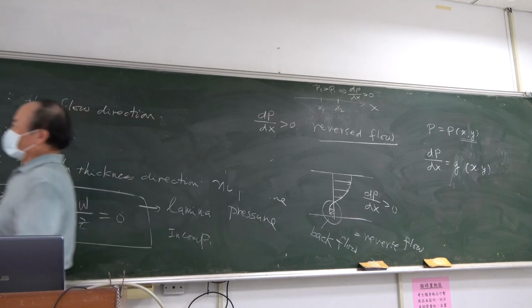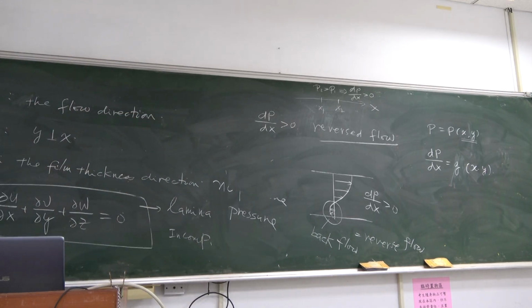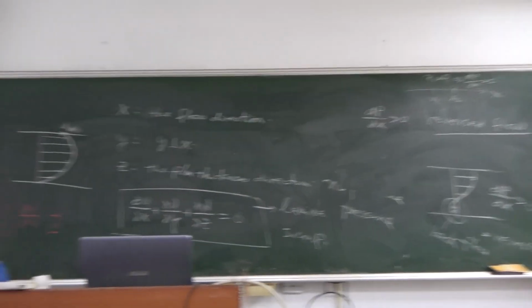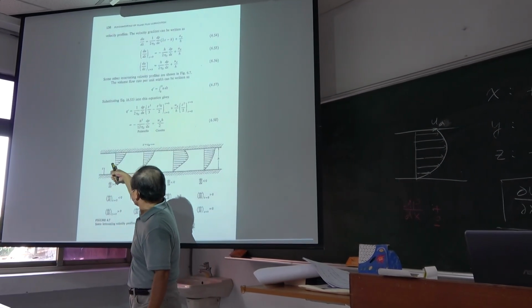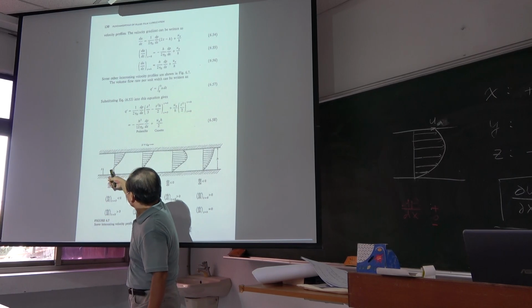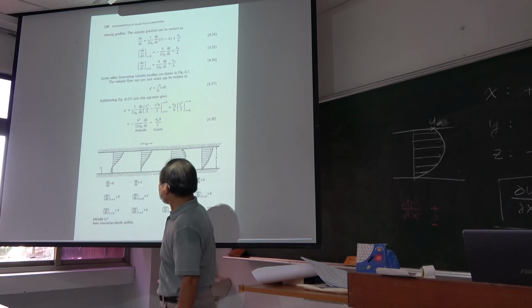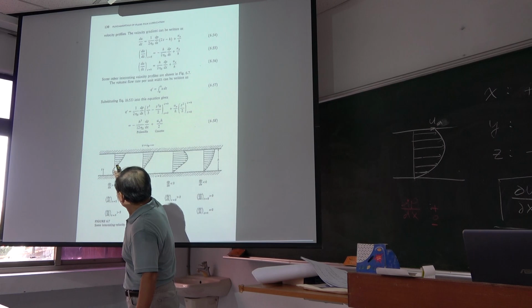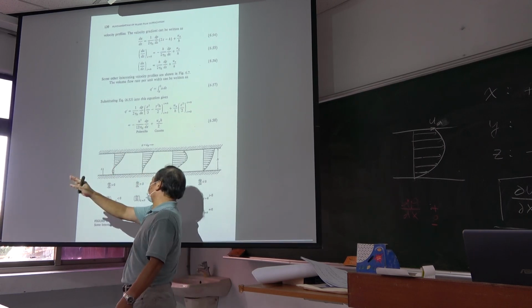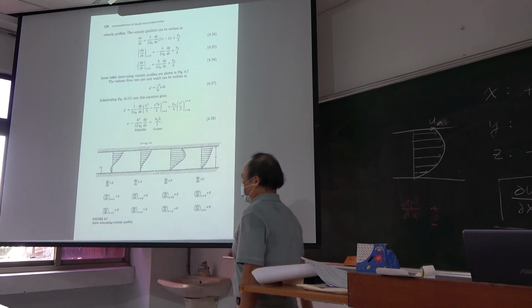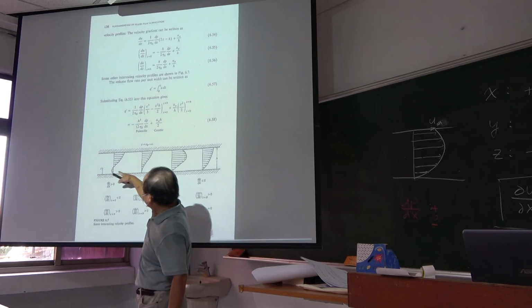Okay. So if dP/dx is larger than 0, this means there is backflow somewhere in the flow region. Here we find that the flow is moving to the left-hand side, while the upper one is still moving to the right-hand side. So this we call the backflow.